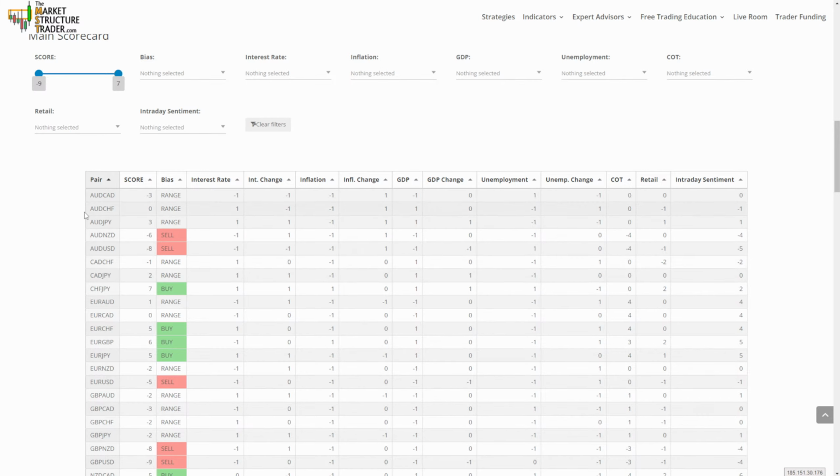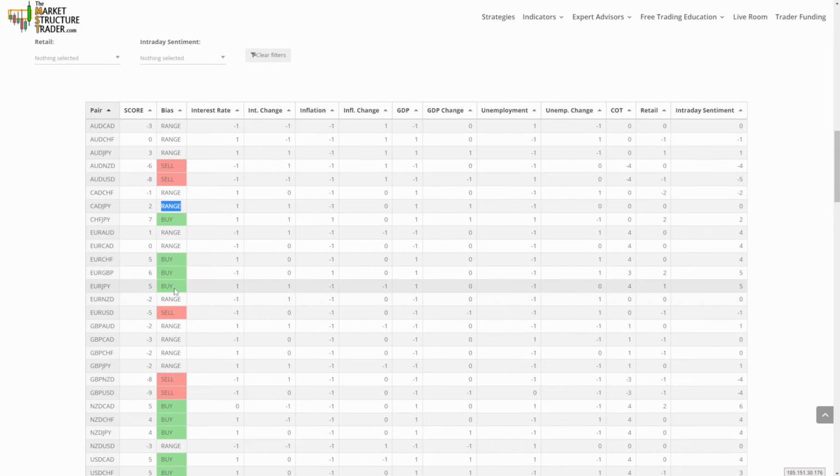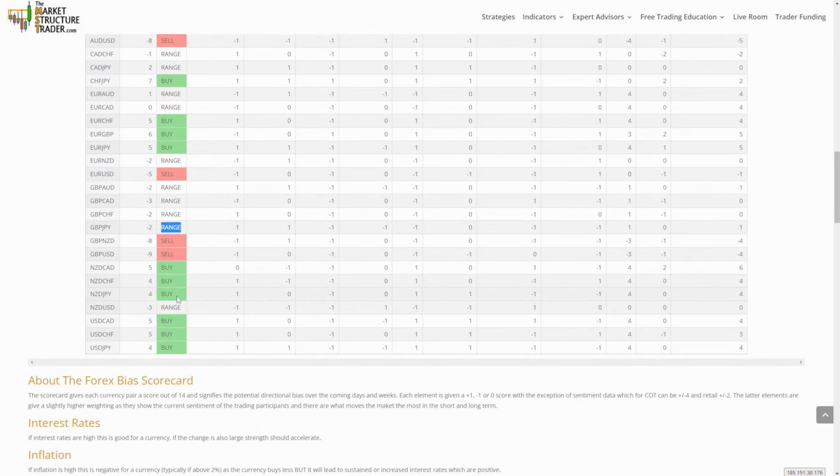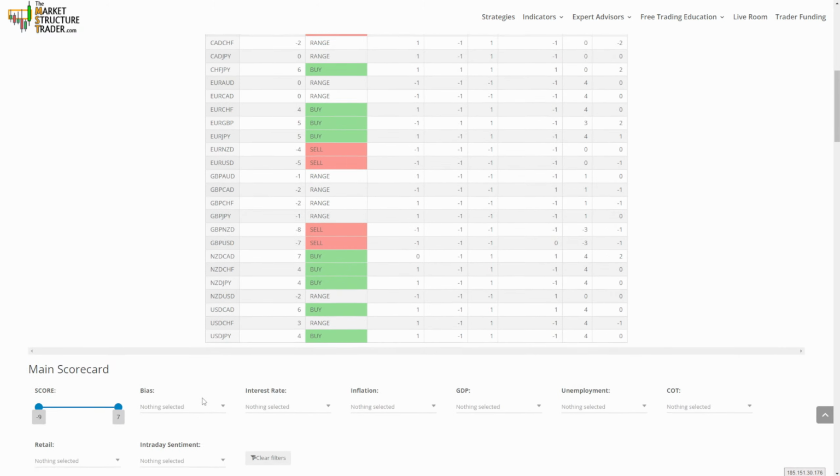So looking at all the yen pairs, Aussie yen range bound, CAD yen range bound, Euro yen is a buy, pound yen is range bound, New Zealand is a buy, and US is a buy. So it's very mixed bag across the board. The problem with the yens is the interest rates.